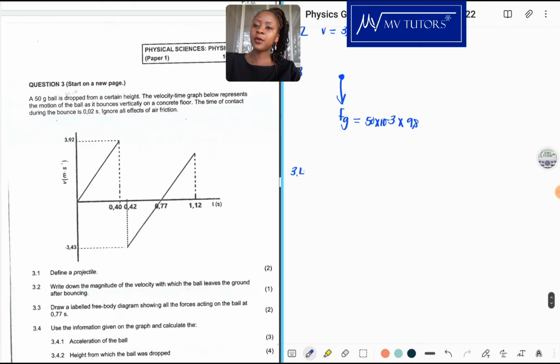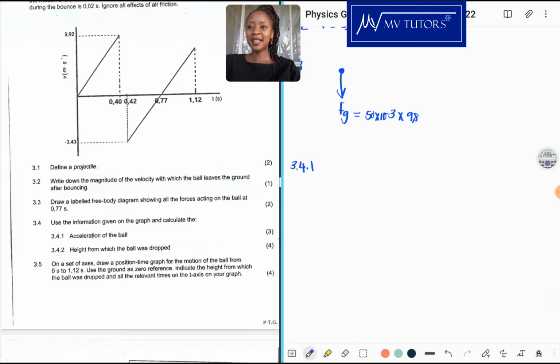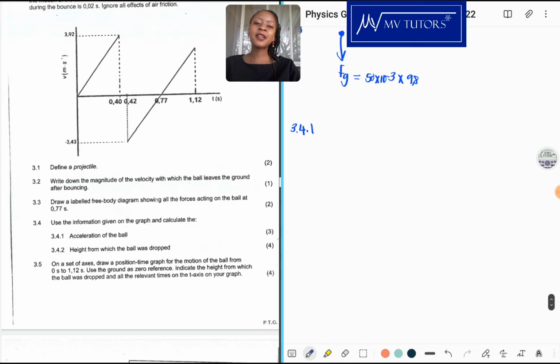And then 3.4, it says, use the information on the graph and calculate the acceleration of the ball. Okay, guys. Again, projectile motion, free fall. The only acceleration that the ball will encounter is gravitational acceleration, which is 9.8. Okay, that is the answer we are expecting. If you get any answer apart from 9.8, you've done something wrong, hey. But if you get 9.79, I mean, it's close to 9.8, so it's okay.